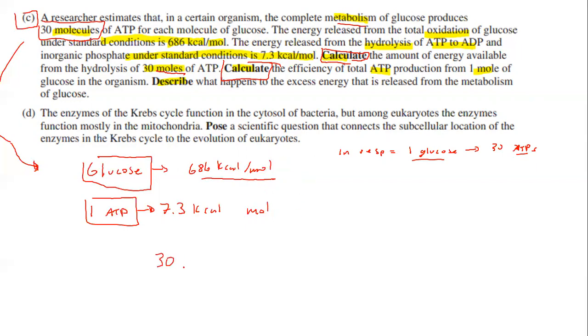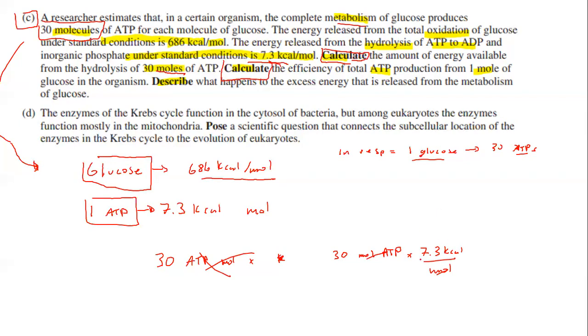If I have 30 moles of ATP, and I multiply that by the energy that is released for 1 mole of ATP, it's going to be 7.3 kilocalories per mole.